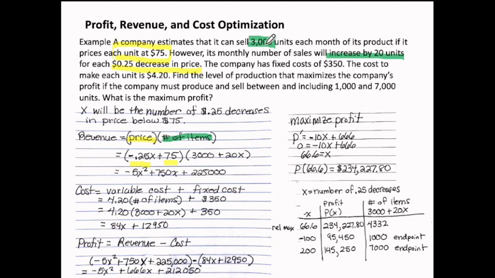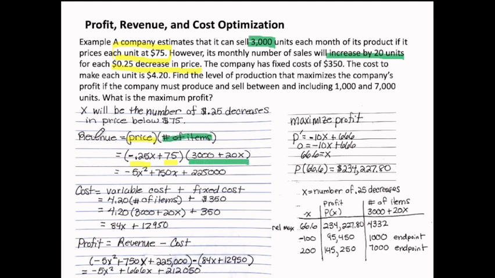So we're going to start at 3,000. That's like our initial value, our b. And then 20 is going to be our slope, because that's the change in the demand based on the number of 25-cent decreases. So here's our slope. Here's our initial value. So here is our formula for the number of items.